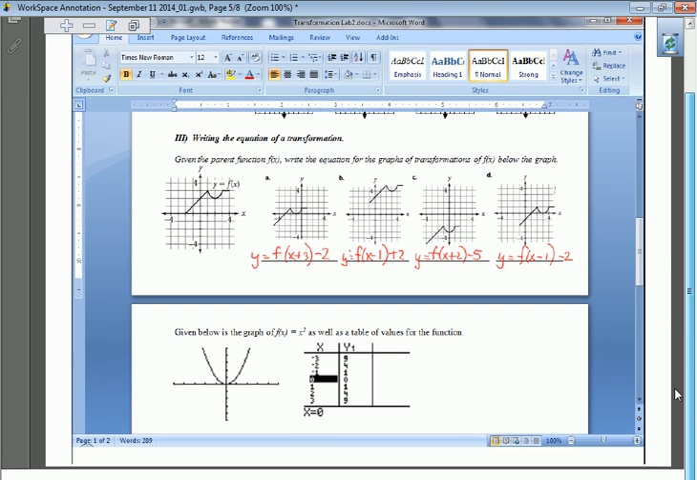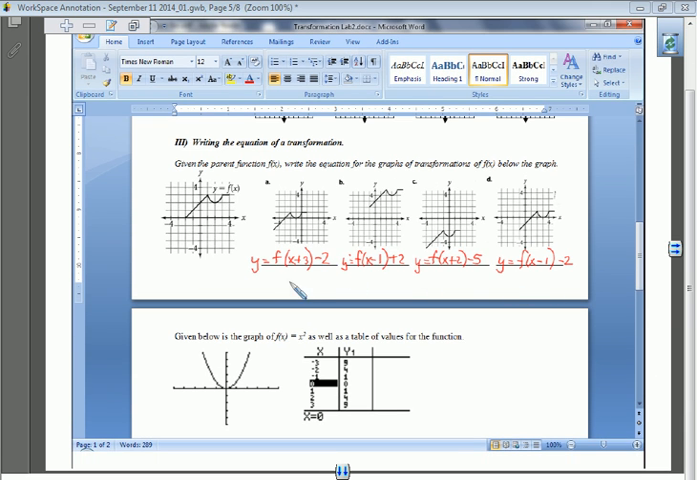Okay, and then let's look at these. Now these were just shifts. I didn't give you any stretches or compressions, or even a reflection, did I? No.